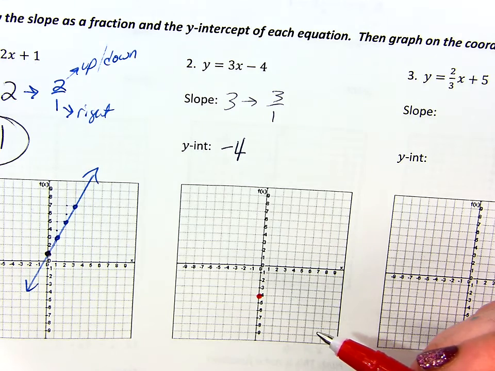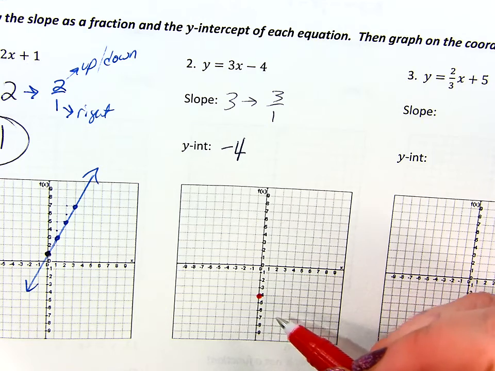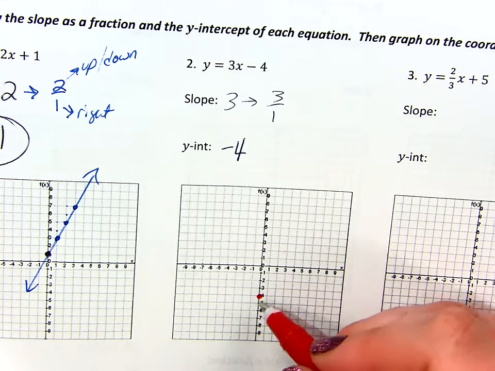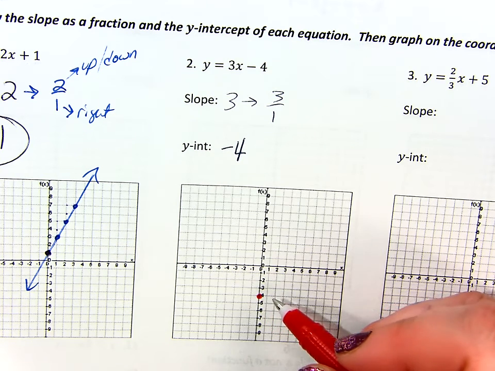Is that what you did? Sorry, the graph really is tiny. The grids. But we got it. And now I follow the slope. So the slope tells me to go. What does my slope tell me to do?